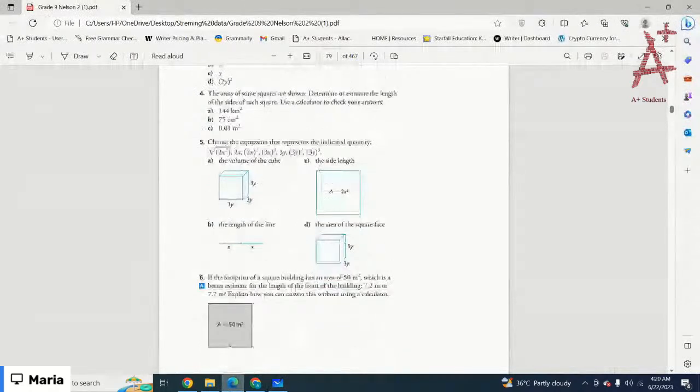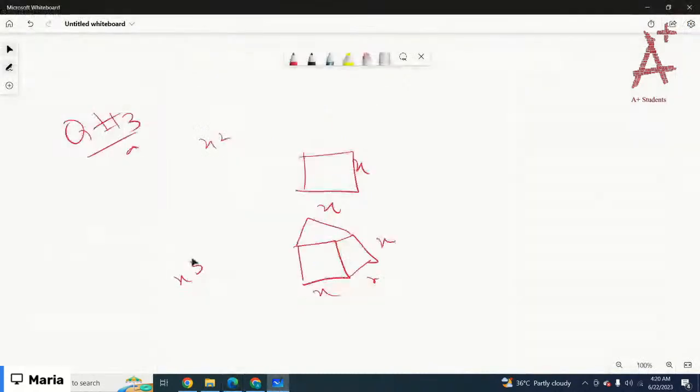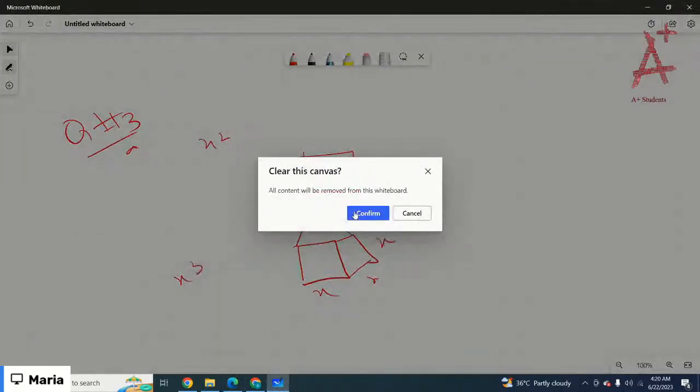Okay. Just look at question number 4. The areas of some squares are shown. Determine or estimate the length of the sides of each square. Use a calculator to check your answer. Got it? So we are now given the areas. We have to calculate the side lengths. So question number 4a, 144 kilometers squared.